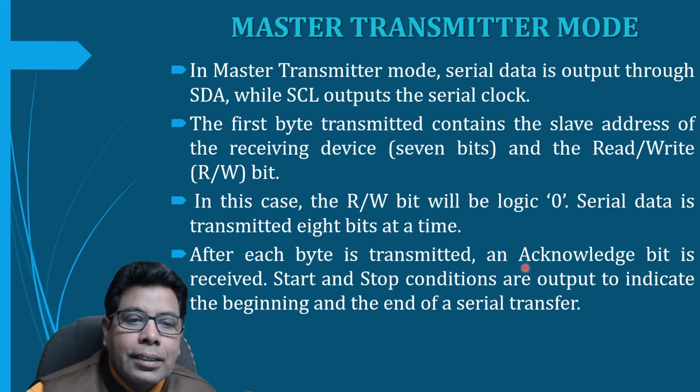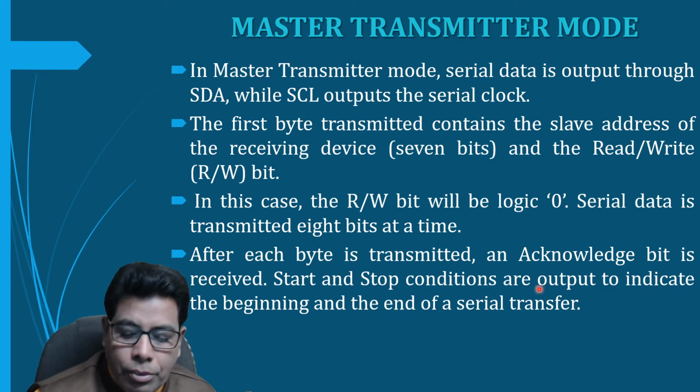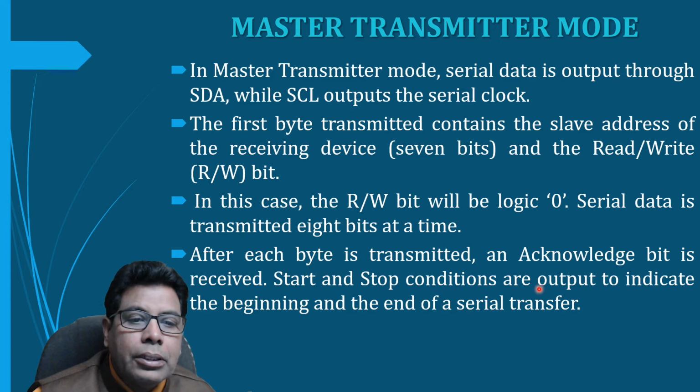Then each byte is transmitted, means 8 bits of data is transmitted, and then at the 9th bit we get the acknowledgement. So this is what we have discussed in the first video on I2C bus protocol. Start and stop conditions are output to indicate the beginning and end of the serial transfer. So always the start and stop conditions will be used for the beginning and end of the serial transfer.